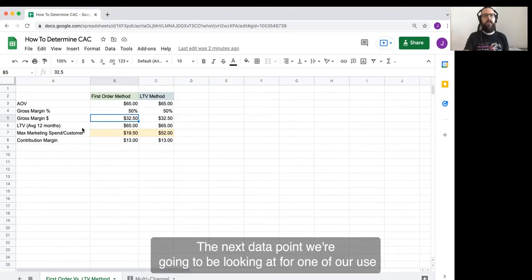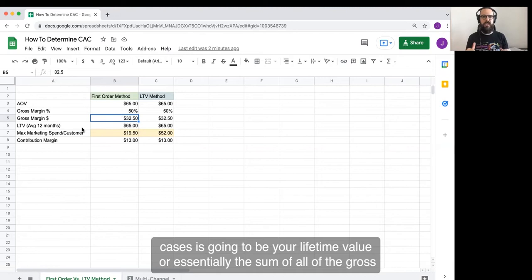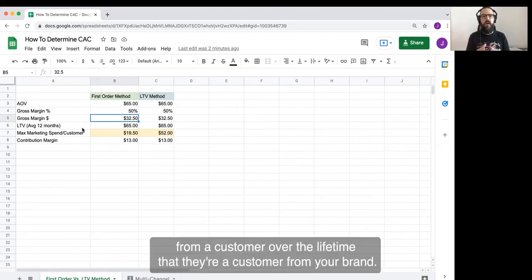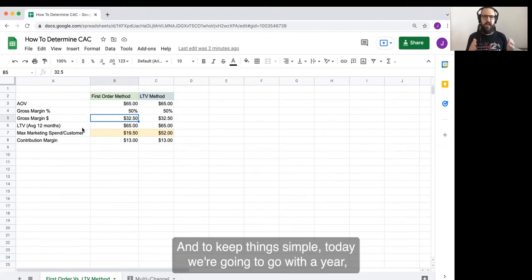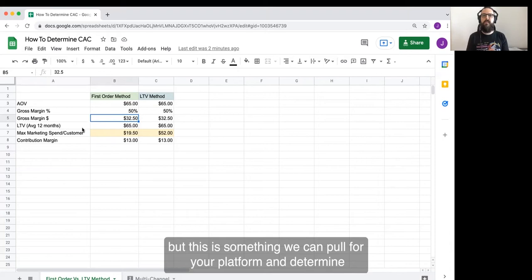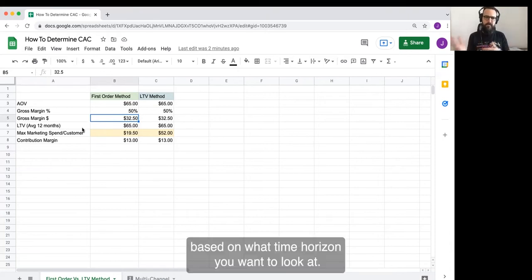The next data point we're going to be looking at for one of our use cases is your lifetime value, or essentially the sum of all of the gross margin that you make from a customer over the lifetime that they're a customer of your brand. To keep things simple today, we're going to go with a year, but this is something you can pull from your platform and determine based on what time horizon you want to look at.